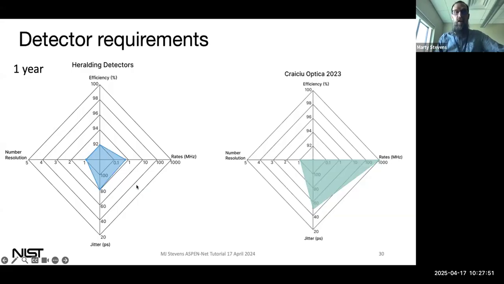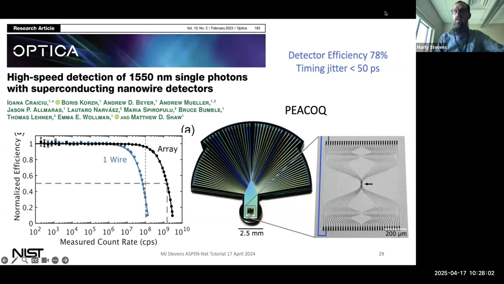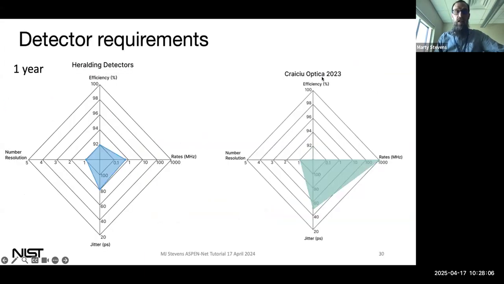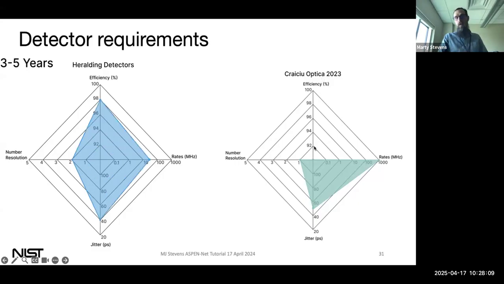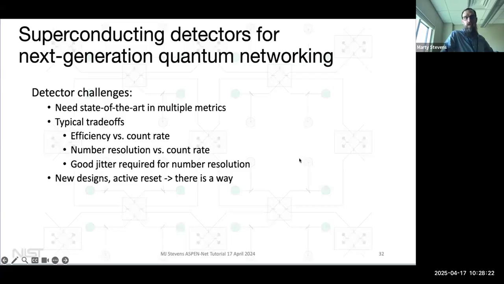Let's see how that compares with what we need. The rates are really way off to the right here. The timing jitter is quite good. But the efficiency is good, what number do I have here, 78%, but it's certainly not the state of the art. I've only run number resolution of 1 here, but if you think about having enough of those wires, you don't get intrinsic number resolution, but you do get a pretty crude number resolution.